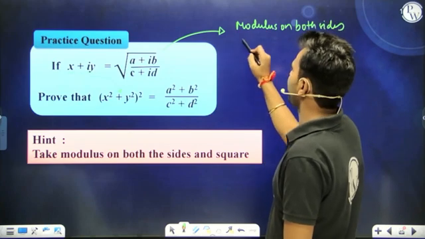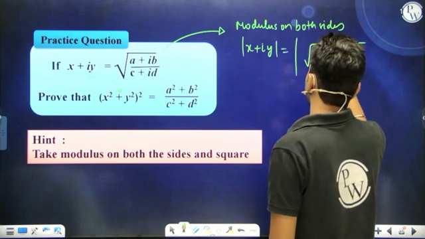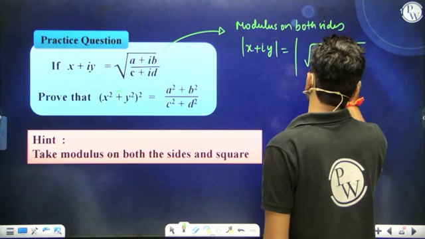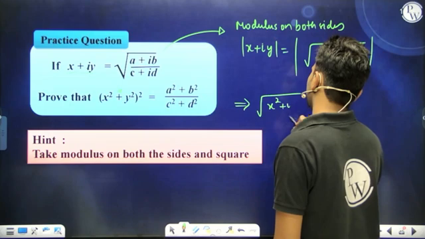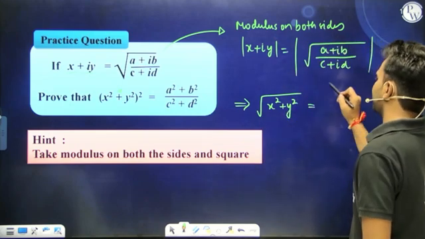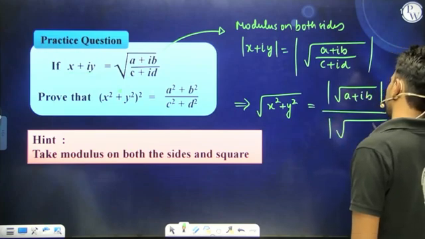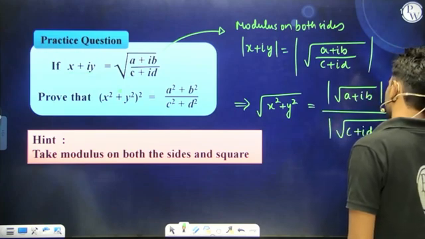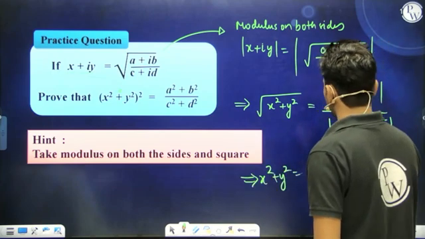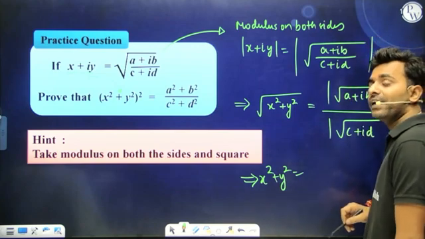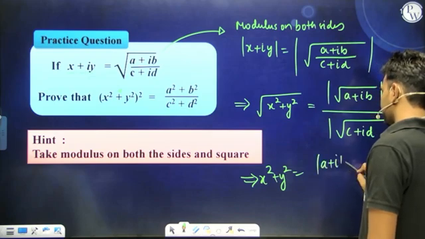Okay. So the moment we take modulus over here, on the left hand side it is going to be under root x square plus y square, and over here it can be written as under root of modulus of (a plus ib) divided by modulus of (c plus id). Then if we square, it is going to be x square plus y square. Over here this under root can be taken away because modulus of z to the power m is equal to mod z to the power m. Yes or no? So we can write it down like this.